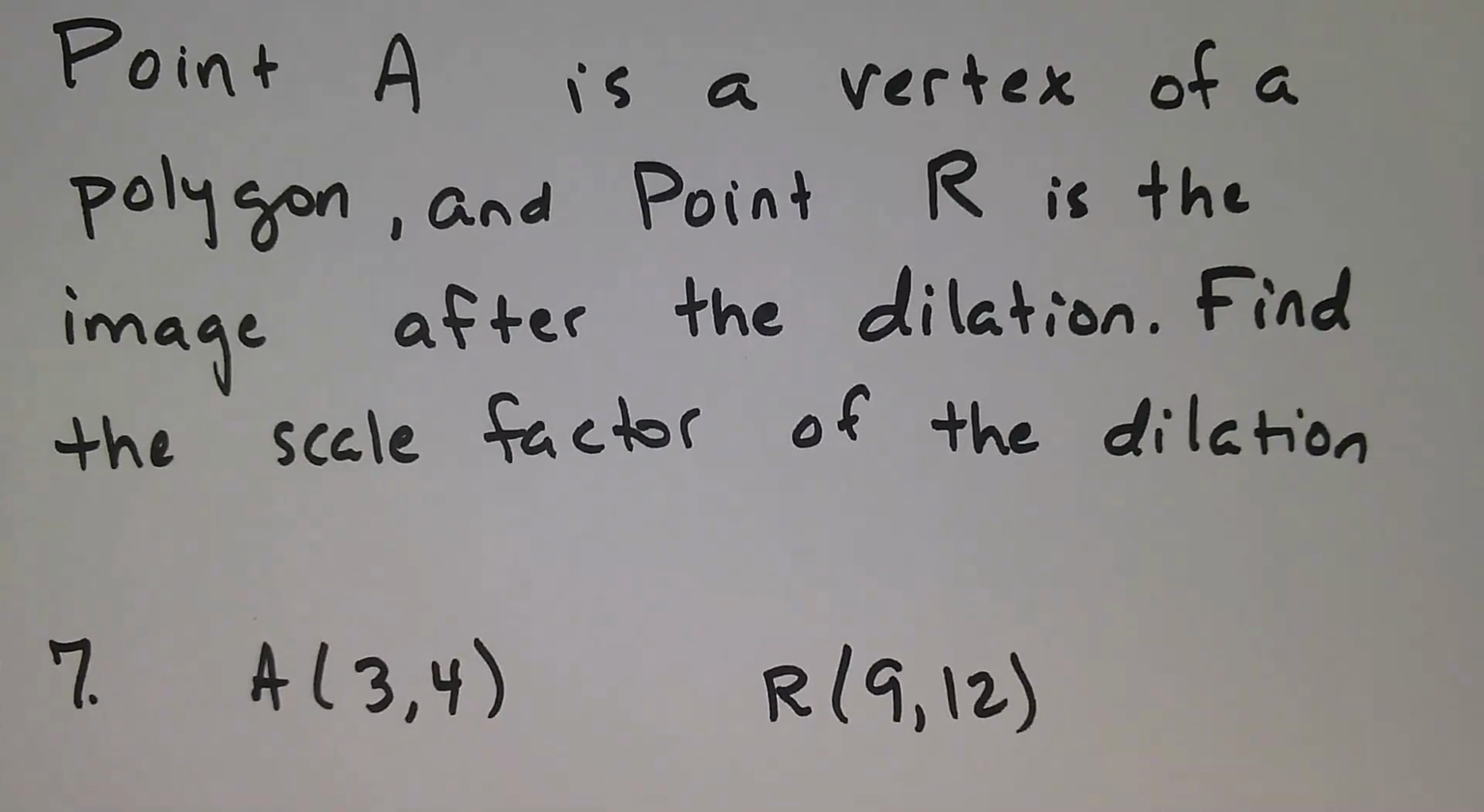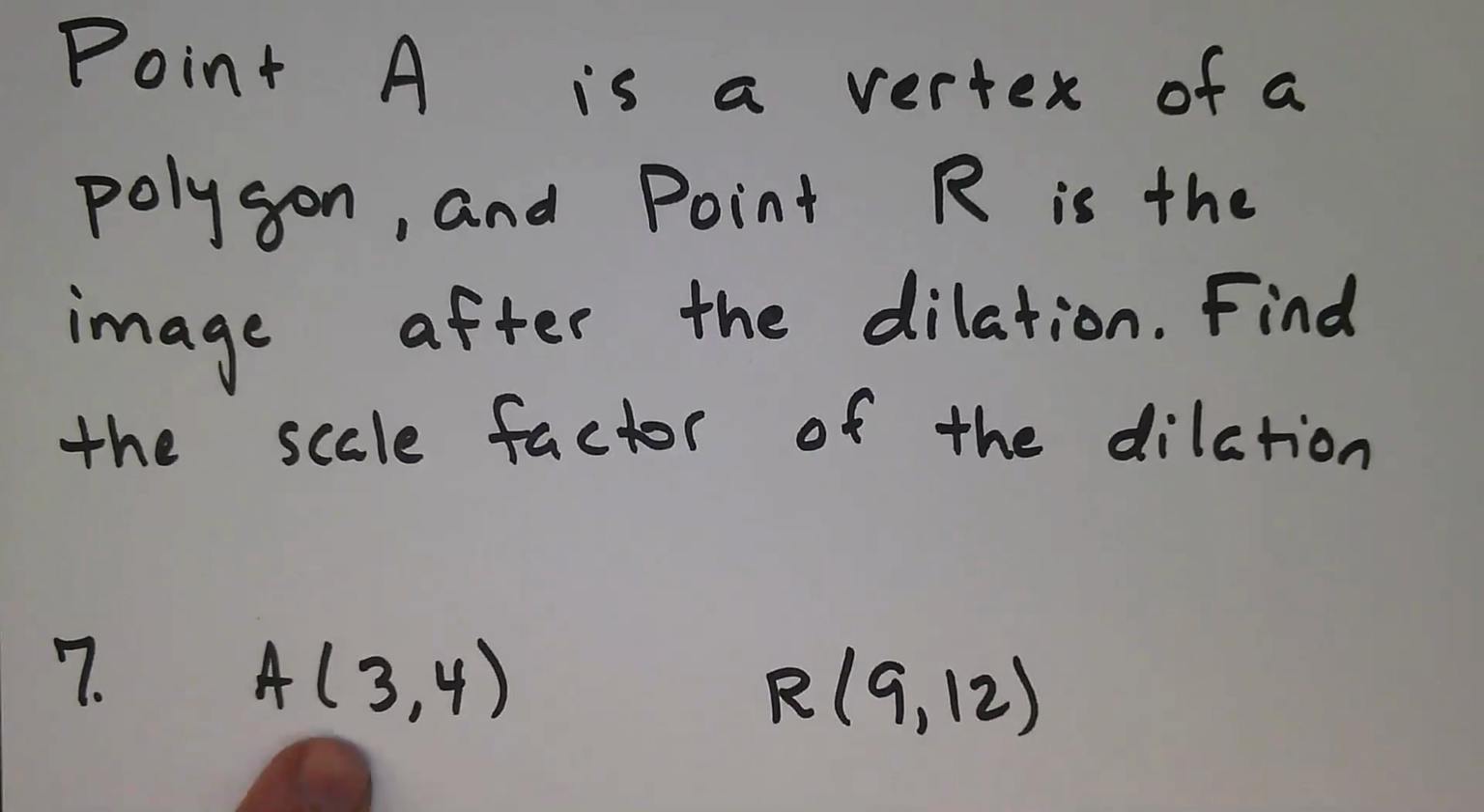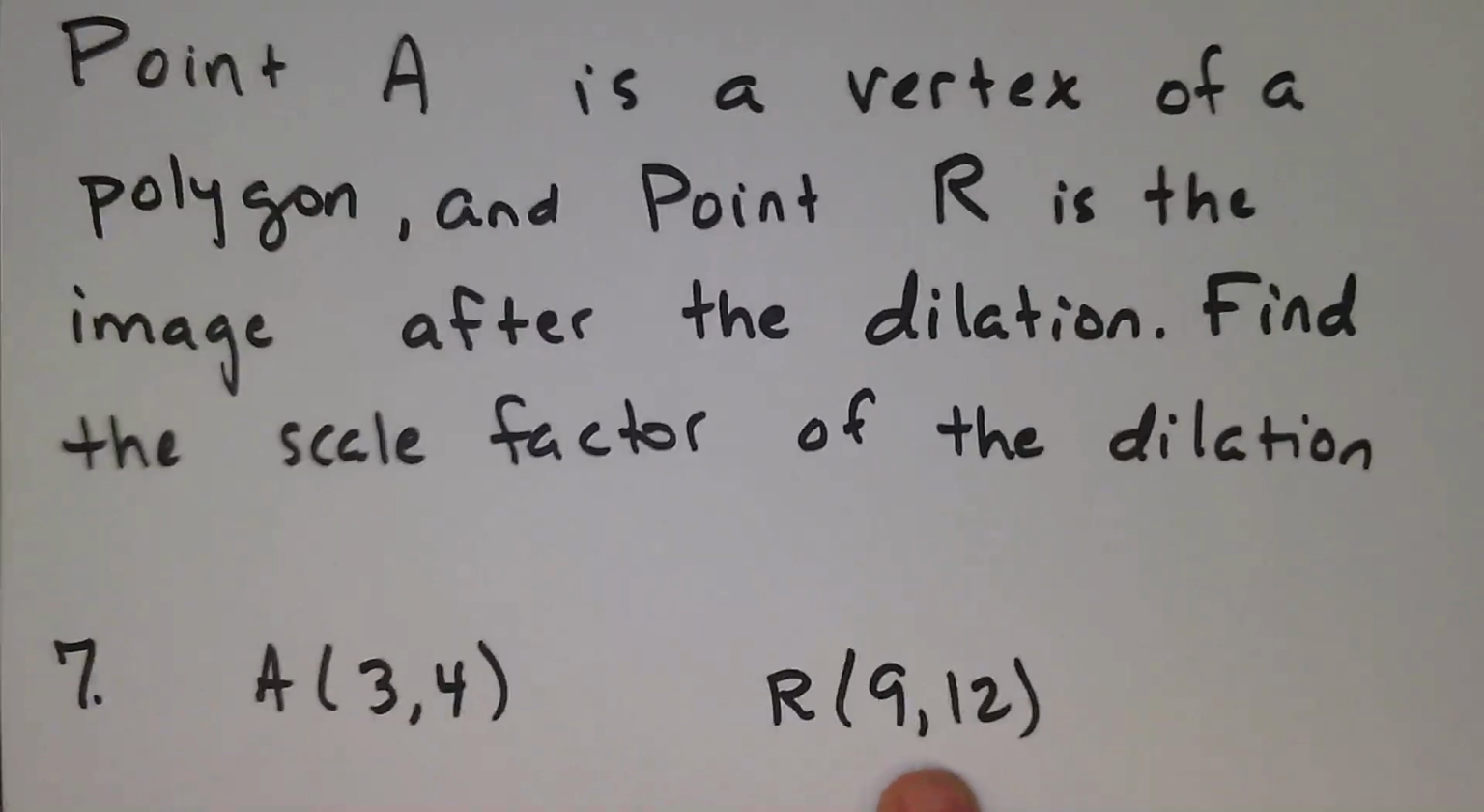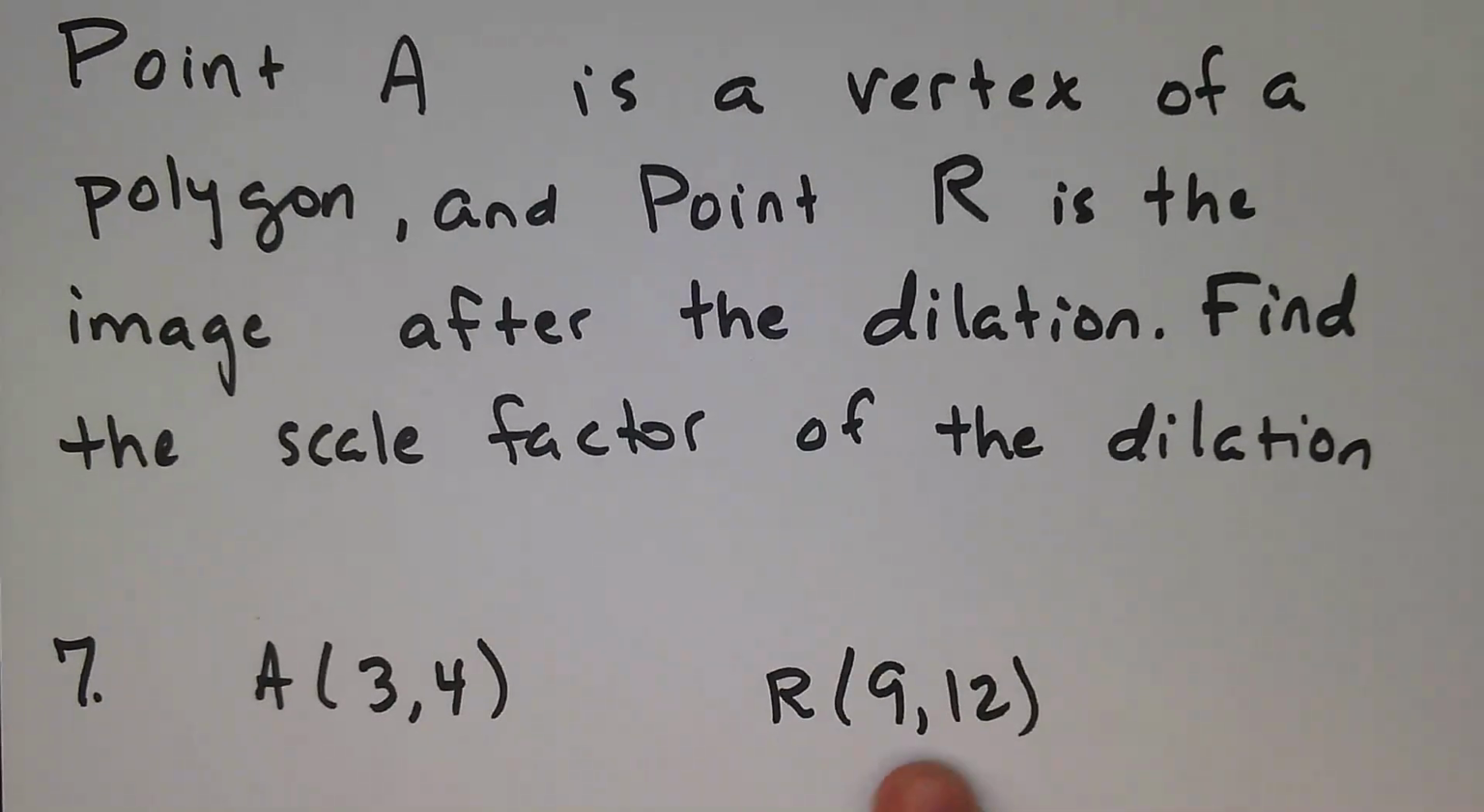So this time we don't have the picture, so we don't have the visual to go with it. All we know is where we started and where we ended up. So the original point, right, was A. It was at 3, 4. And then the new point R is at 9, 12. One thing I should add that I didn't write down, this was center of dilation at the origin.